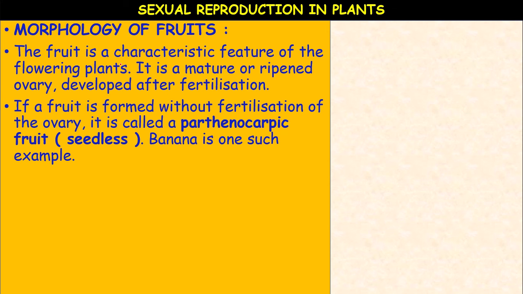The fruit is the characteristic feature of the flowering plants. It is a mature or ripened ovary that develops after fertilization. In angiosperms, the seed is the final product of sexual reproduction. It is often described as a fertilized ovule. The seeds are formed inside the fruit. A seed typically consists of seed coats, cotyledons and an embryonal axis.